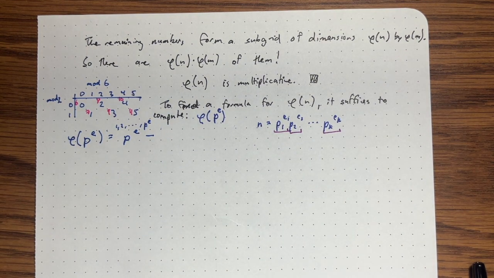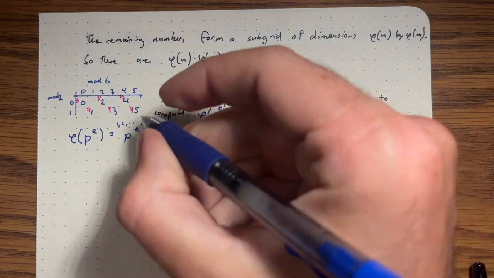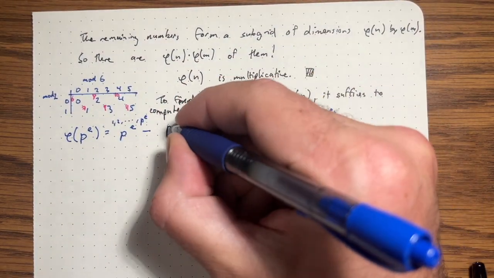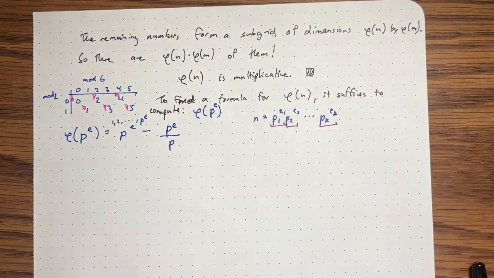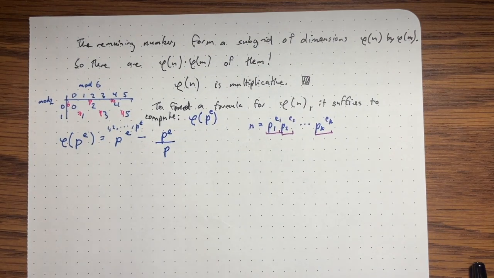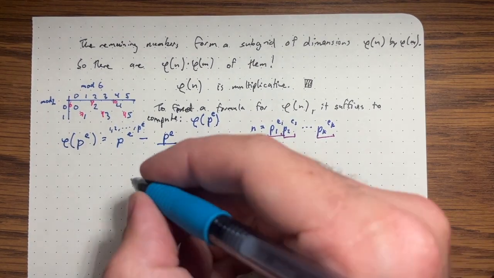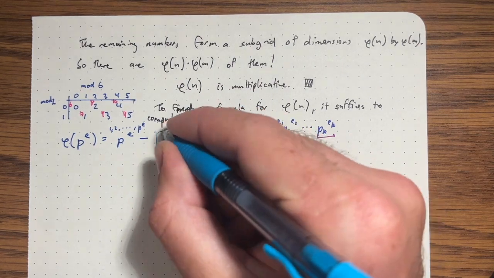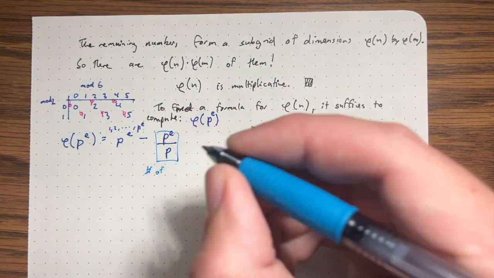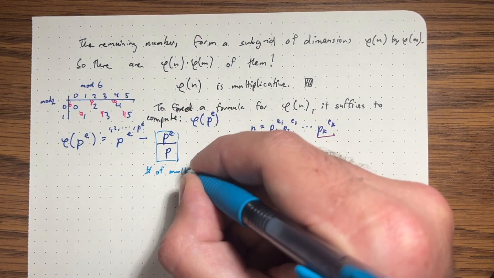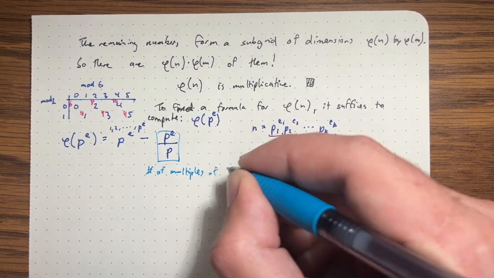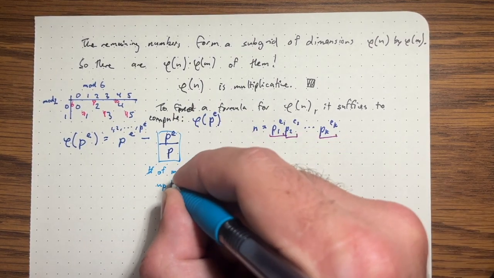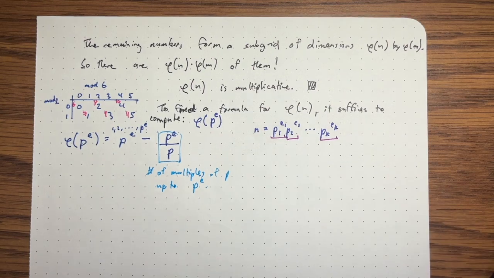How many of those are there? How many things are divisible by p? Well, isn't it just going to be the total number of things, which is p to the e, divided by p? So this thing here is the number of multiples of p up to p to the e.